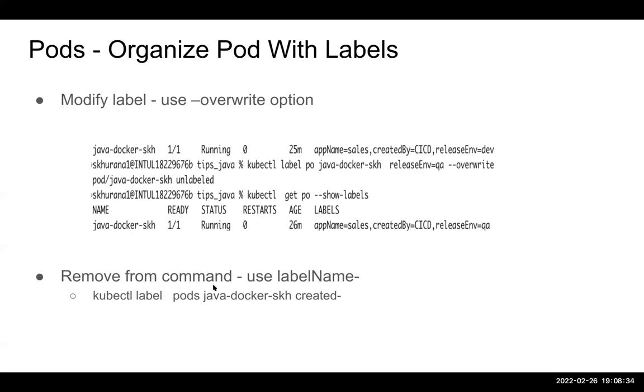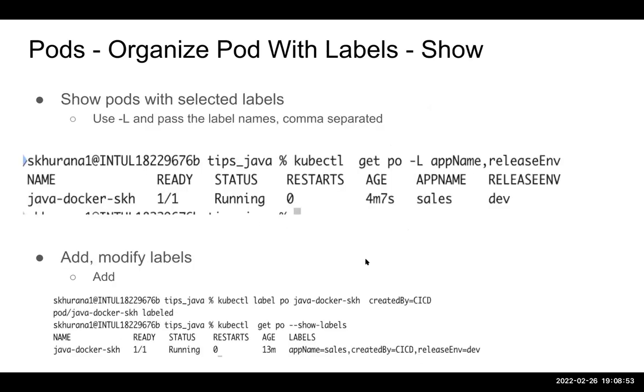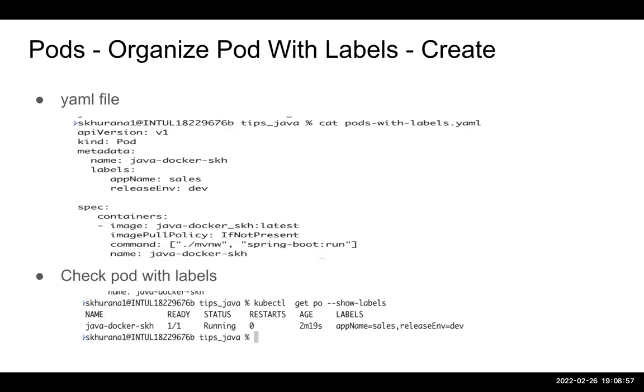If I want to remove some label, I can say the same thing, kubectl label pods, give the pod name, created by, and then a hyphen, a minus sign. Whatever created by I have done here, it will remove it from here. Okay, so let's see these commands in action, and then we'll discuss further topics on labels only.